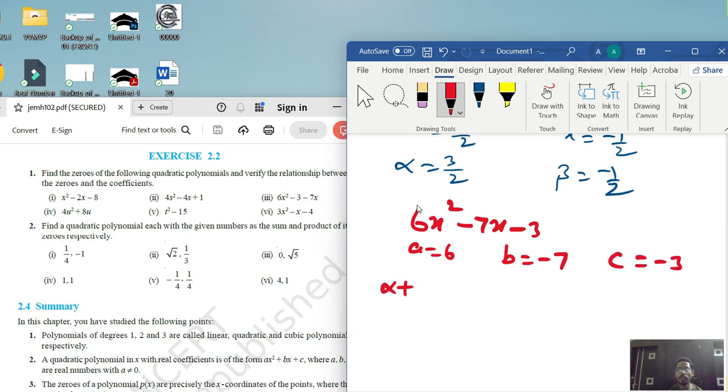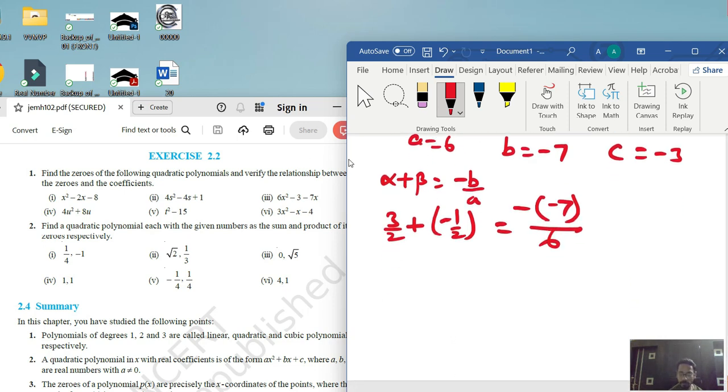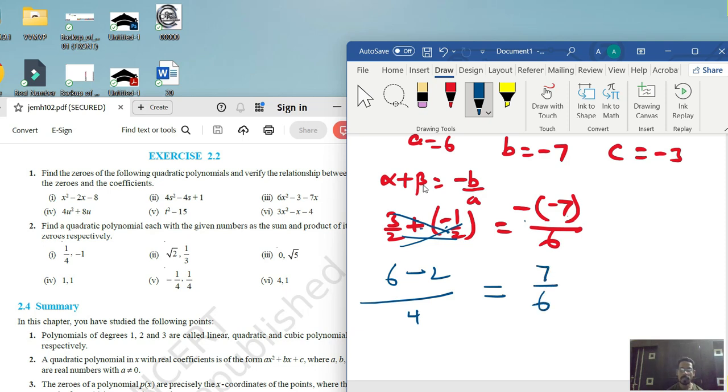Now we have to verify alpha plus beta equal to minus B by A. What is the value of alpha? 3 by 2. What is the value of beta? Minus 1 by 2. What is the value of B? And what is the value of A? B is minus 7, A is 6. Now we will verify it. 3 by 2 plus minus 1 by 2, by multiplication of the denominator part, 2 into 2, 4, equal to minus minus plus 7 by 6.